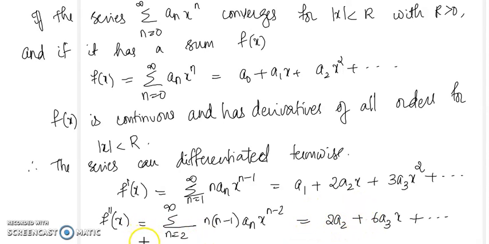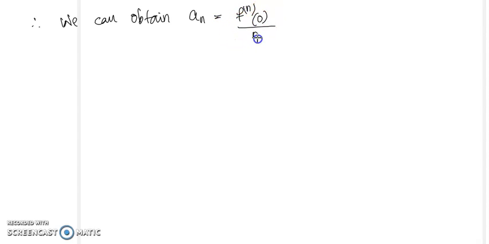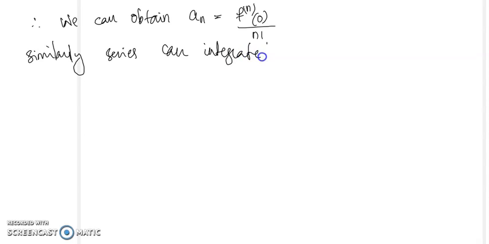Similarly a3 will be the third derivative of f at 0 by 3 factorial, and so on. So therefore we can obtain that an will be 1 by n factorial times f(n) of 0. And similarly the series can be integrated term wise also. So like we did the differentiation, you can take the integrals also term wise.